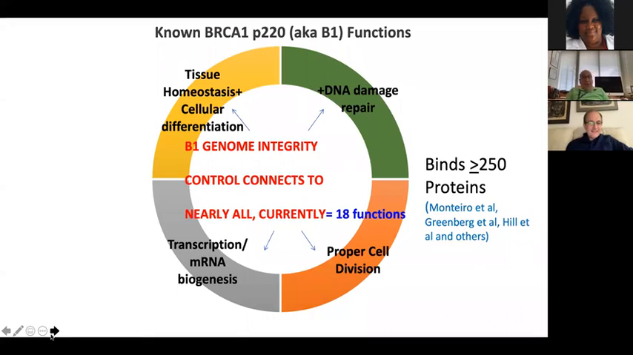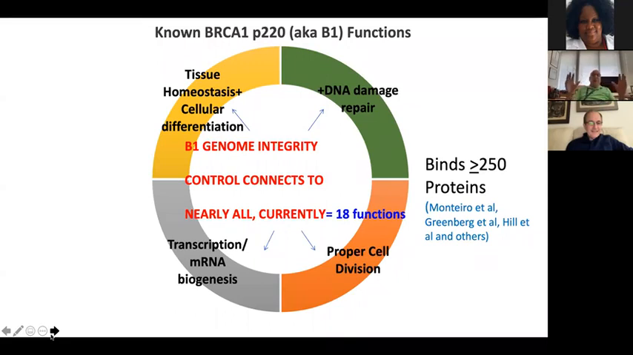BRCA1 has been shown by other labs, Alvaro Montero, Roger Greenberg, and yet others, to bind 250 separate polypeptide chains. 250 proteins are the repertoire we know of at the moment that call themselves BRCA1-associated proteins. Right now, we know of 4 generic forms of behavior that BRCA1 itself performs. And in the process of performing them, in some cases where it's been studied carefully, there is a dependence upon BRCA1's ability to bind to 1 or more of these 250 proteins.